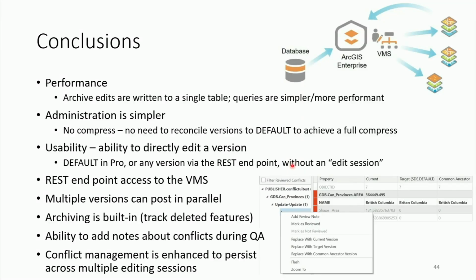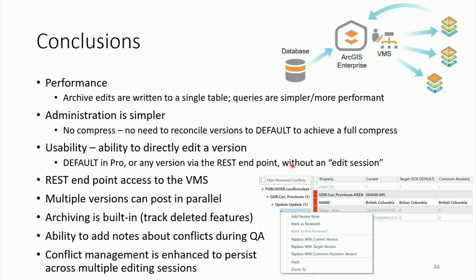So, conclusion, we're about out of time. Why do we do all this? What's the deal with branch versioning? Well, we did it primarily for performance. Edits are written to a single table. The queries are simpler and more performant.